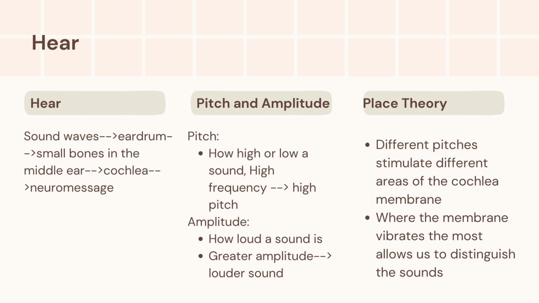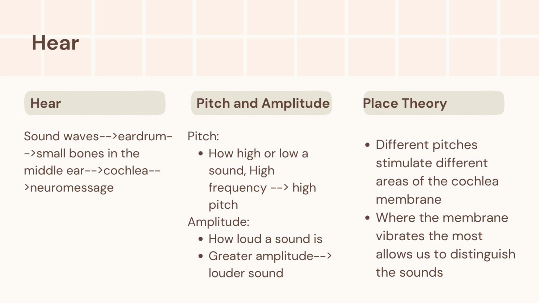There are two important things for the hearing sensation. One thing is pitch, and the second thing is amplitude. Pitch is how high or low a sound is, and it depends on the frequency. High frequencies lead to high pitch, and low frequencies lead to low pitch. Amplitude stands for how loud a sound is. Greater amplitude leads to louder sounds, and lower amplitude leads to quieter sounds.